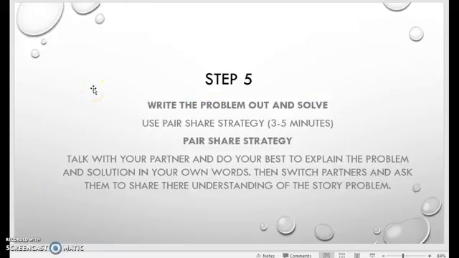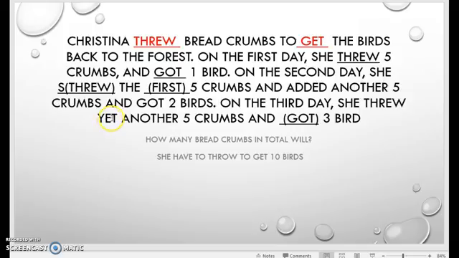Okay, step 5 is write the problem out and solve. I rewrote the problem in user-friendly language, and I also want to use the pair-share strategy so they can turn to a partner and have them explain in their own words what their thinking was, basically what their idea of the problem was, how to solve it, and then having the partner switch and ask them to share their understanding of the story problem. Here is the problem.